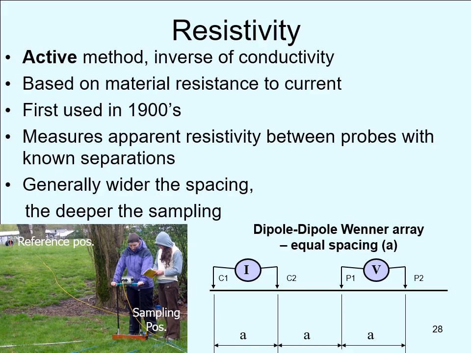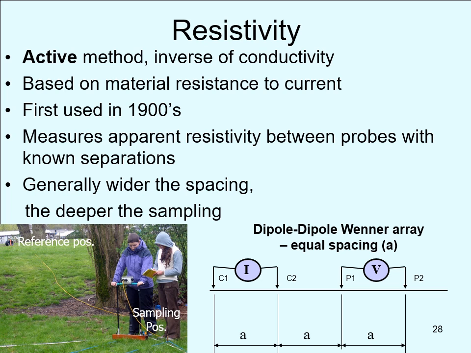So resistivity then, that's the inverse of conductivity, how resistant something is rather than how conductive it is. Used loads right back to the 1800s for hydrocarbon exploration. And generally you're using a 4-probe configuration, so 2 potential probes and 2 current probes. The potential ones are measuring the voltage, and there's different ways of moving those around.